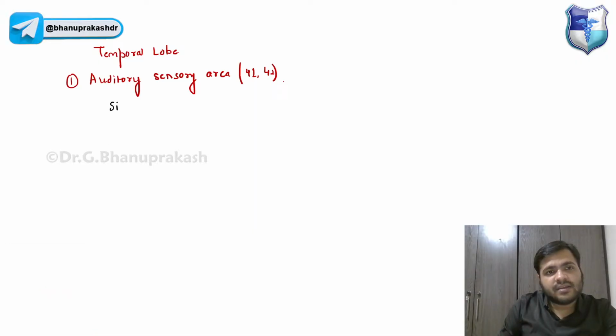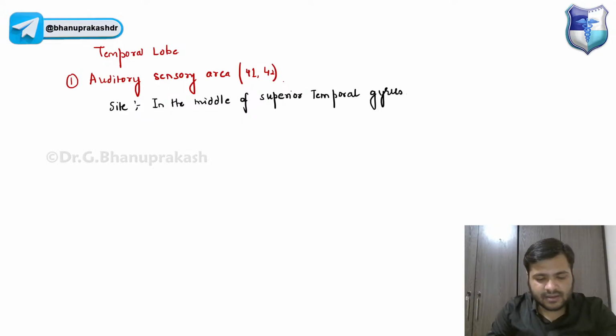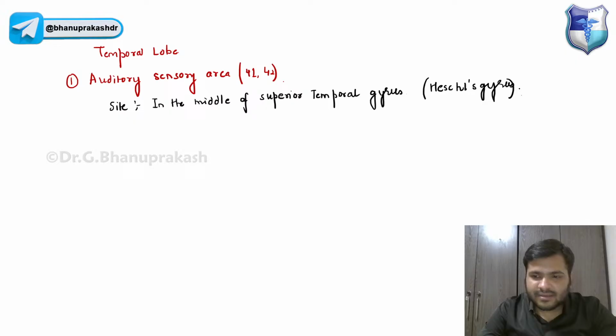So what is the site, guys? It is in the middle of the superior temporal gyrus. It is also called Heschl's gyrus, so it is given a special name.